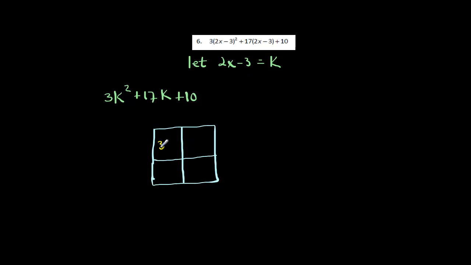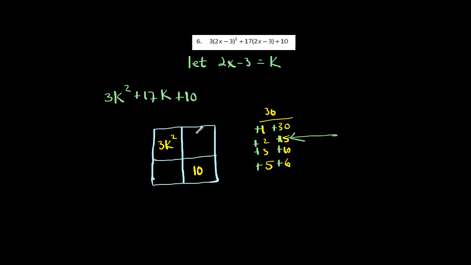First term 3k squared, last term 10. We want factors of 30. So 1 and 30, 2 and 15, 3 and 10, 5 and 6. Both are the same. They're both positive. Which one adds up to positive 17? It's this one right here.